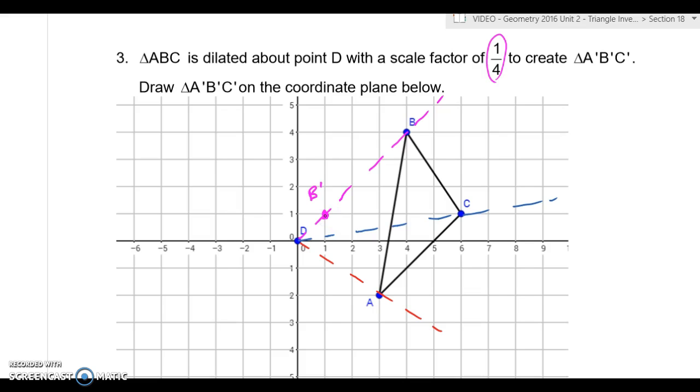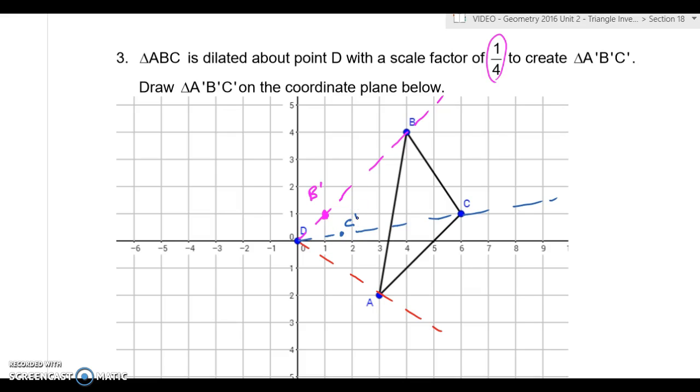I think the next thing I'm going to do is point C. And for point C, I've got an x-coordinate of 6 and a y-coordinate of 1. I don't want to deal with that 1 because I'm not really sure where 1/4 is supposed to go on the grid. I have an idea, but it's not going to be very accurate. So let's go with 6. If I take 1/4 of 6, that's 1.5. So that gives me an area somewhere right in here for C.